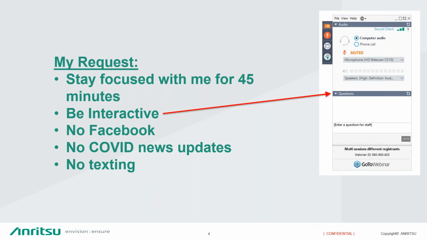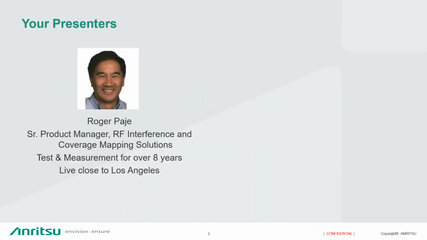So just a little bit about me. My name is Roger Pahe. I'm a senior product manager in charge of RF interference and coverage mapping solutions for telecom. I've been in test and measurement for over 8 years now, and I live close to Los Angeles.